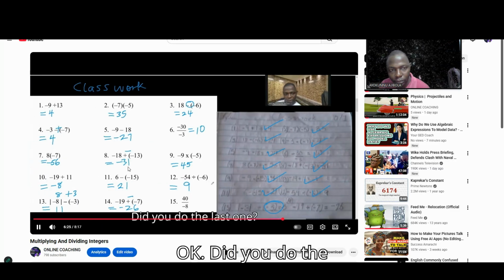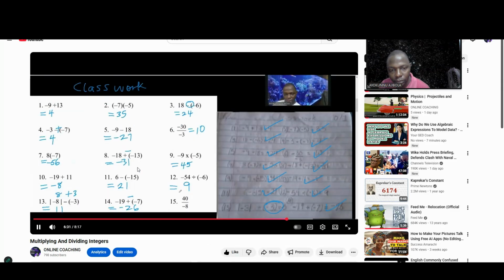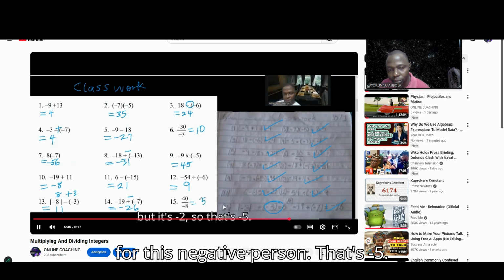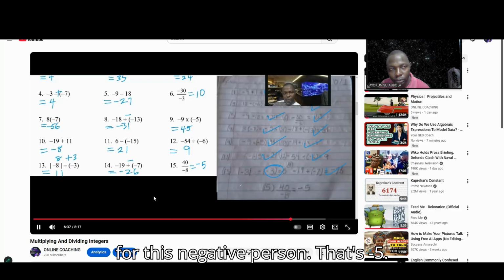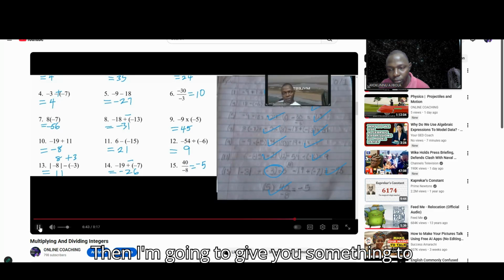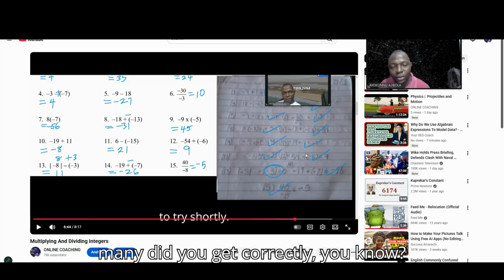Did you do the last one? I did. Okay, let me check. So 40 over 8 is 5, but there's negative 2, so that's negative 5. That's a very good job. Hold on, I'm going to give you something to try. Now, out of 15, how many did you get correctly?